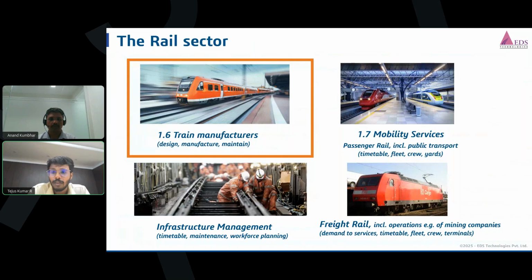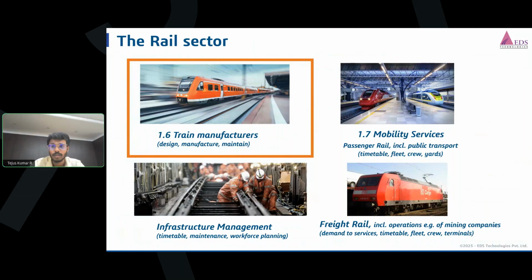So when we think about railways, we often imagine trains moving passengers from one destination to another, right? In a broader aspect, it consists of the major stakeholders like train manufacturers. We have mobility services, infrastructure management, freight rails.